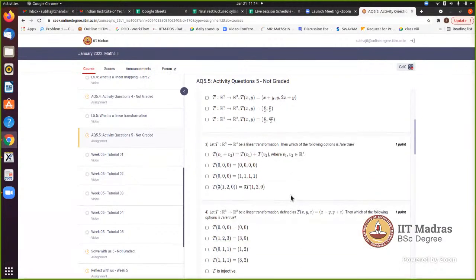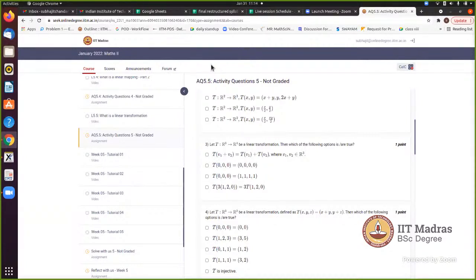I have a related question. Please tell me if I am correct. If a linear map follows all the three rules, basically the zero rule, the addition rule, as well as the scalar multiplication rule, then it is a linear transformation.